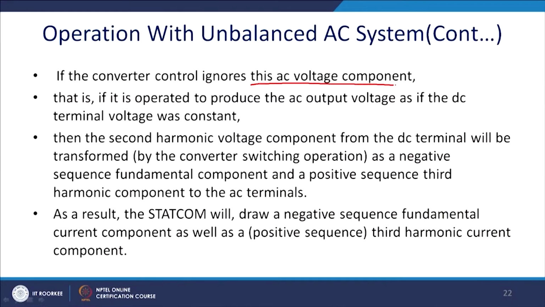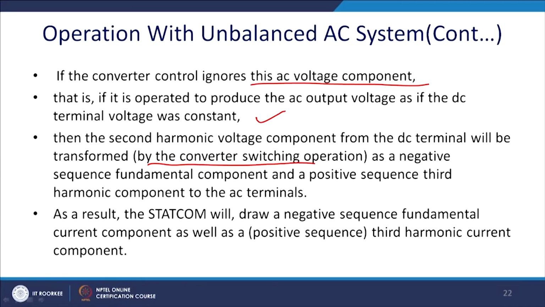Now, if the converter control ignores this AC voltage component, thus if it is operated to produce the AC output voltage as if the DC terminal voltage is constant, then the second harmonic component from the DC terminal will be transformed by the converter by the switching operation into negative sequence and positive sequence of the fundamental components. As a result, it will draw the negative sequence of the fundamental component as well as the positive sequence and a third harmonic component from the source.